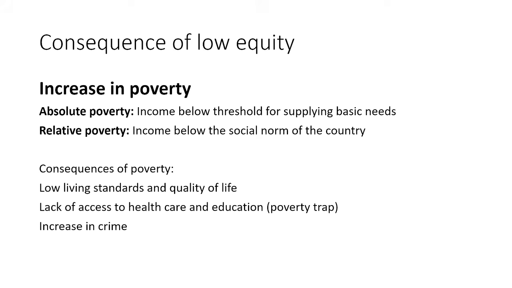Some of the consequences of poverty include low living standards and quality of life. This may also lead to an increase in crime, and a lack of access to healthcare and education, which may cause a poverty trap for the kids. For example, if you are poor and then you have a kid, and the kid grows up poor and has a hard time getting out of poverty, then the cycle never ends, and you will always stay in poverty. And some may think that the only way out is to resort to doing illegal stuff, because that might increase your income.